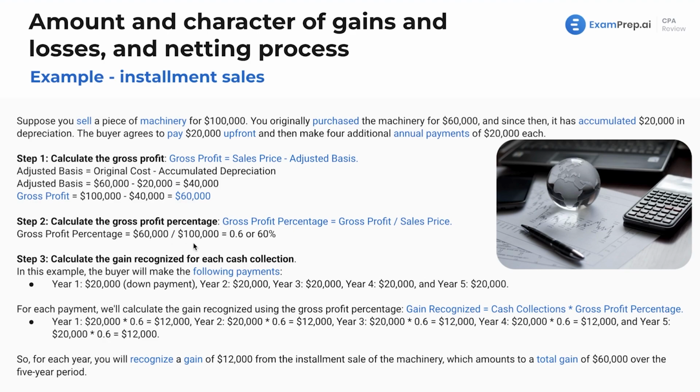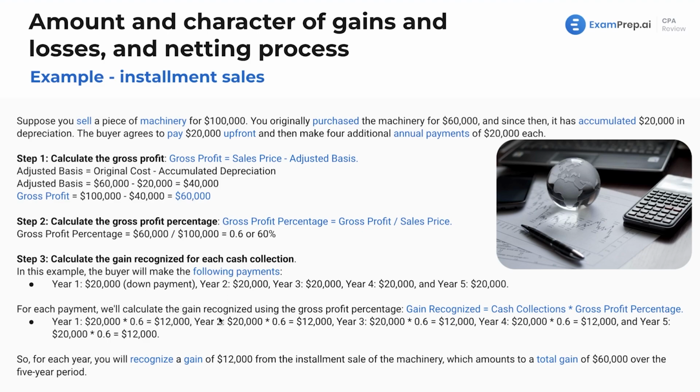$60,000 divided by 100. So this is the percent of what you're receiving in cash that eventually is actually profit. And then step 3, what is the gain recognized for each cash collection? So in this example, we're making the following payments. We have year 1 as the down payment, then years 2, 3, 4, 5. This could be more complex, with different amounts. Maybe they skip a year. So just be prepared for that. But this is a nice simple example where it's equal payments every year.